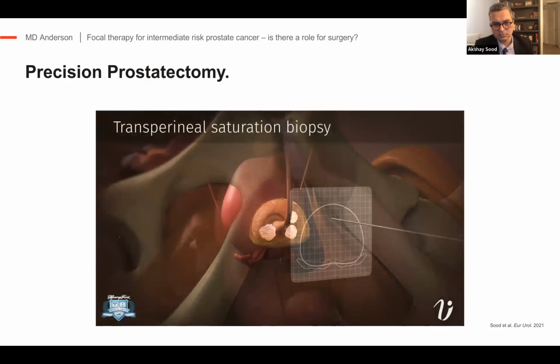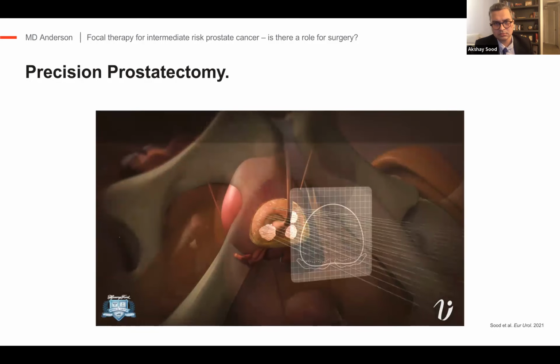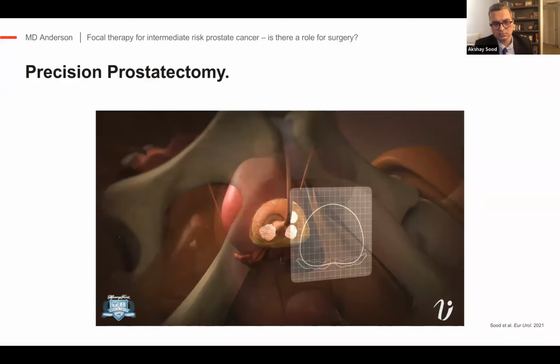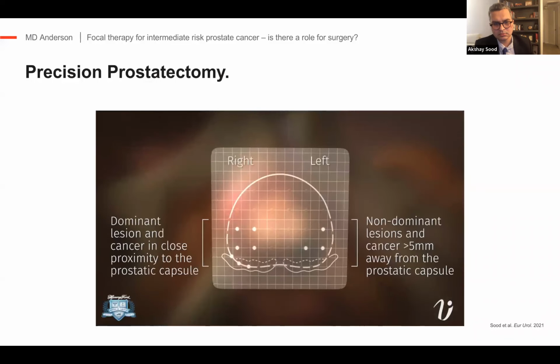Biopsy-naive patients undergo a saturation template biopsy, sampling the entirety of the prostate, as well as targeting the lateralmost peripheral zone, the capsule of the prostate, while patients with a prior recent biopsy undergo capsular biopsy only. Cores are taken at 5mm intervals. With these templates, we are able to maximize our efforts to diagnose any significant cancer in the prostate capsule that is planned to be left behind in situ, on the side of the precision prostatectomy.